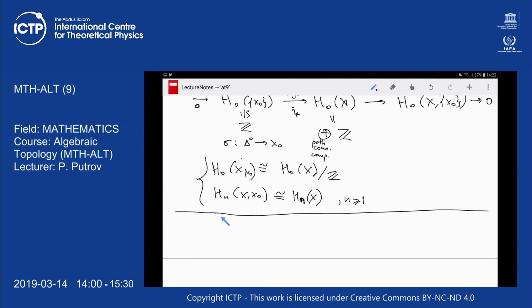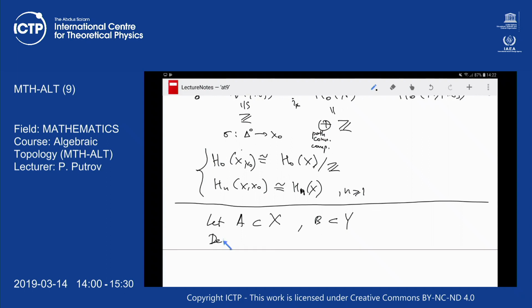So here we have the relative homology associated to a topological space and a subspace. So consider two such pairs. Let A be a subspace in X, and B a subspace in Y. Then we can denote a map F from the pair X and A to the pair Y and B.